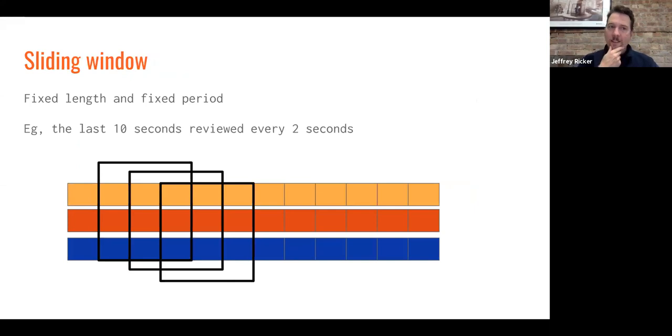And the third one is a sliding window, which means that you have a fixed length and a fixed period. So you may be saying, let's look at the 10 seconds. We'll review the last 10 seconds every 2 seconds. So there, your fixed length is the 10 seconds, and your period is 2 seconds. So you're just shuffling along. And where that may take into account is, has the temperature changed more than 0.1 degrees Celsius in 10 seconds? We may need to trigger an alarm. Has the user pushed the button 3 times in 10 seconds? You may need to trigger an alarm.